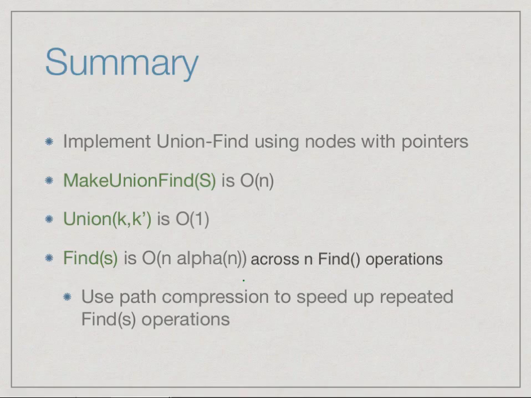So to summarize, if we implement union find using nodes with pointers, then of course the initial setup, the make union find, takes linear time. Union now becomes an order 1 operation because we just directly access the two roots and merge the smaller root with the bigger root. And find, if we use this path compression trick, although in principle it is n log n for n operations, it is n alpha n for n operations if we use path compression.